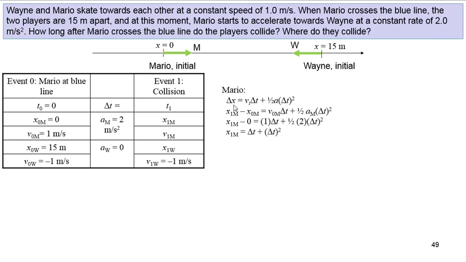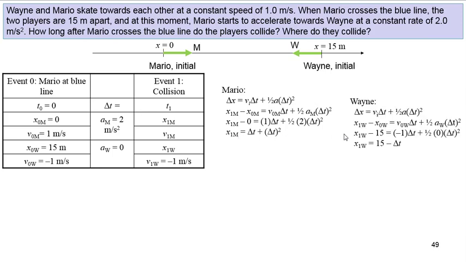I'm going to expand the delta x to be x1 minus x0. And then I can just plug in the values that I know, and I get something kind of simplified here. I've just simplified things.